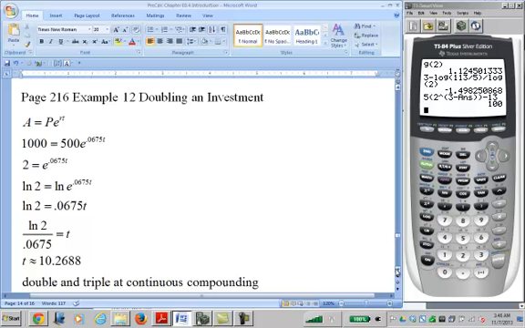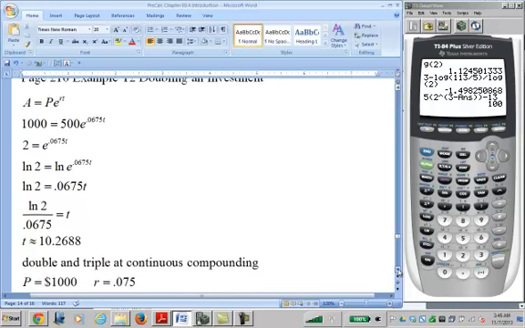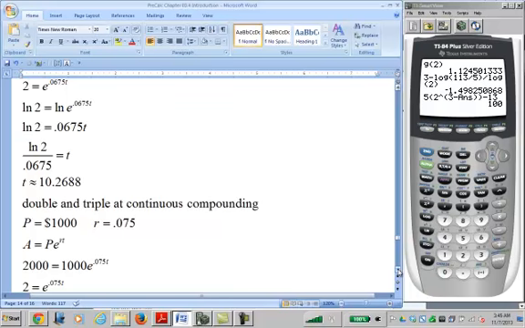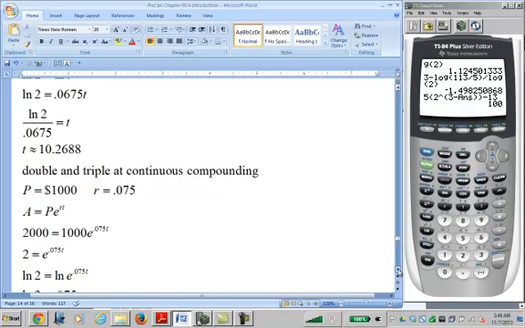Divide both sides by 500. And then take the log of both sides. So the ln of 2 equals 0.0675t. t equals the ln of 2 divided by the rate of interest, which can sort of be a general formula. And so t equals 10.688. So a little over 10 years. Okay.